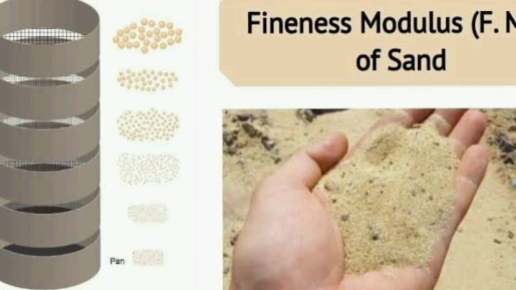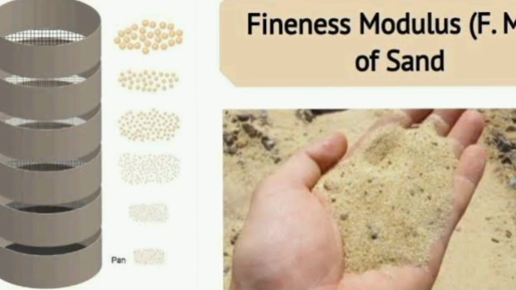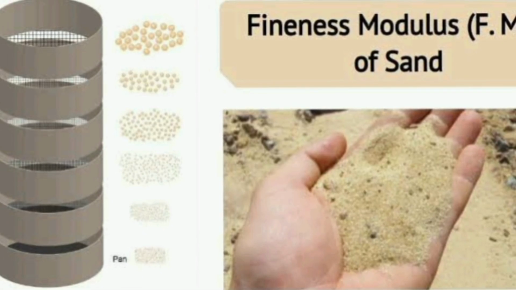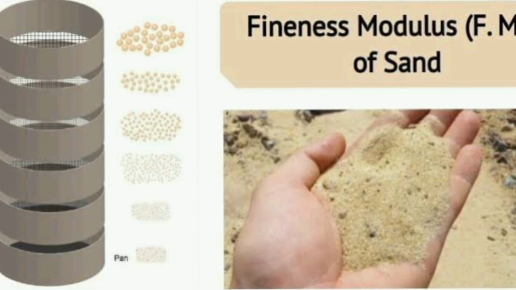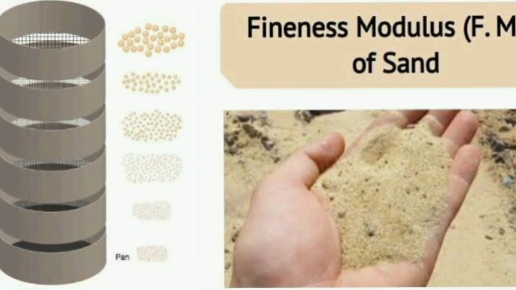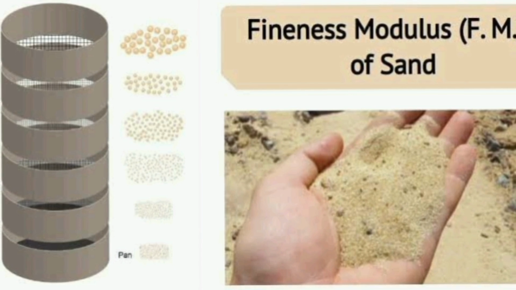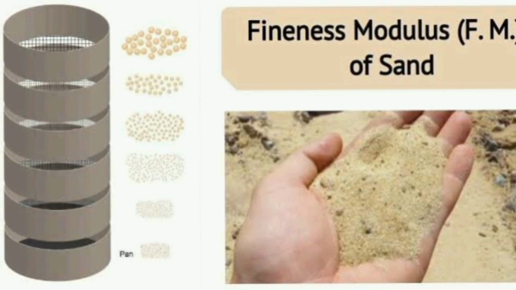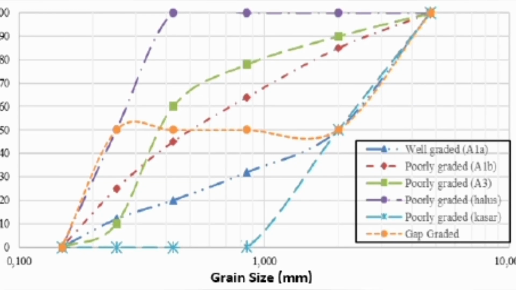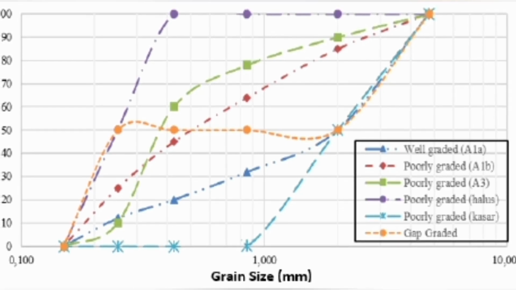The procedure involves taking a representative sample of dry sand and passing it through a nested set of sieves, starting from a 4.75mm sieve down to a 150-micron sieve. The sieves are shaken mechanically for a standard period. The material retained on each sieve is weighed, and we calculate the cumulative percentage passing.